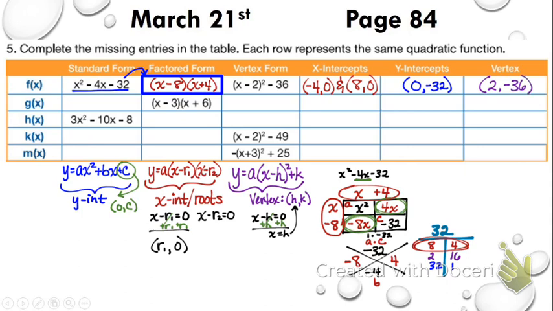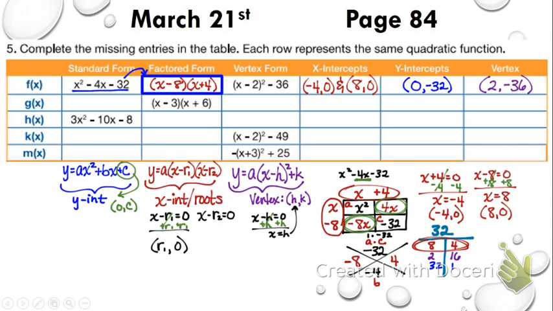The x-intercepts came from your factored form. You take each set of parentheses, and you set it equal to 0. So you take both of them? Yep. X plus 4, I set it equal to 0. Minus 4 from both sides. I get that x is negative 4. So that ordered pair is negative 4, 0. And then we do the exact same thing with the other one. X minus 8, set it equal to 0. Add 8 to both sides. X equals 8. So that ordered pair would be 8, 0.